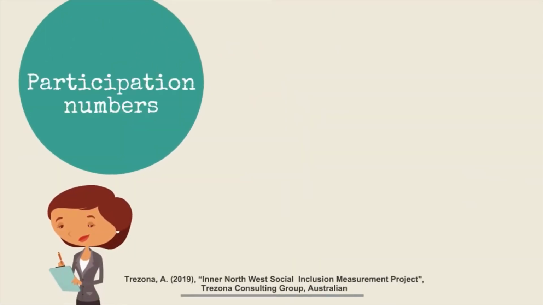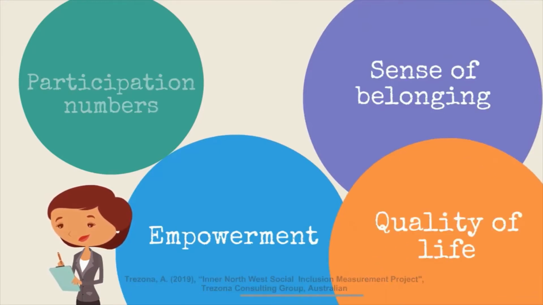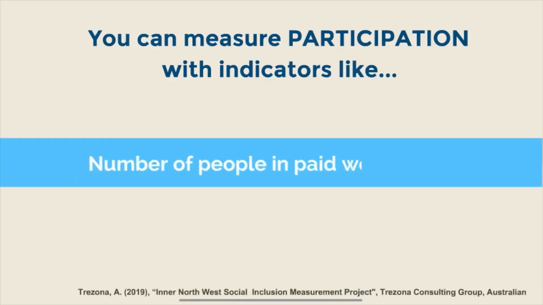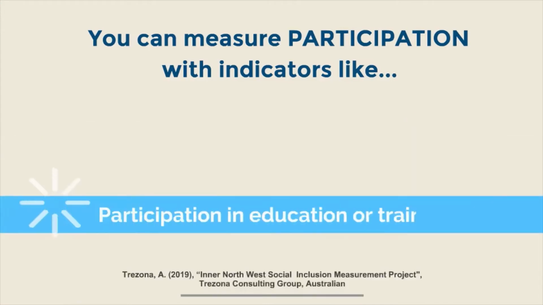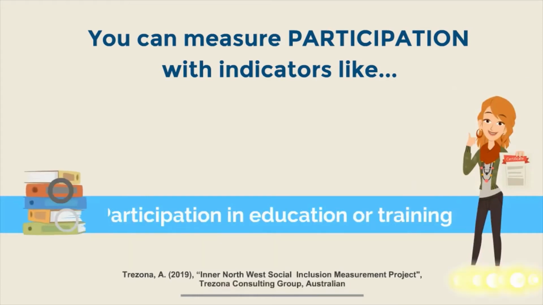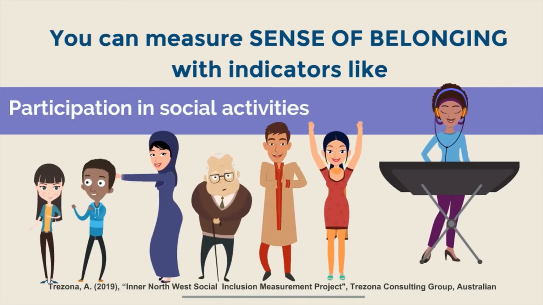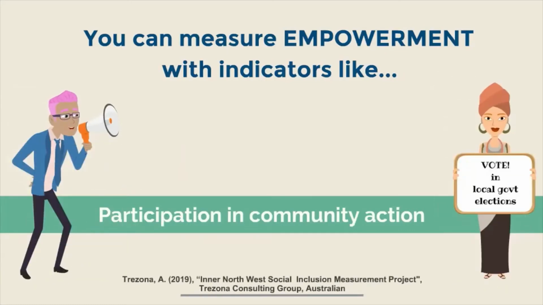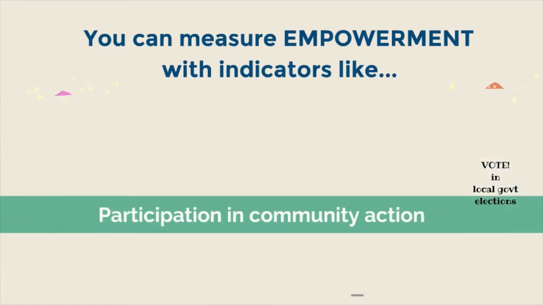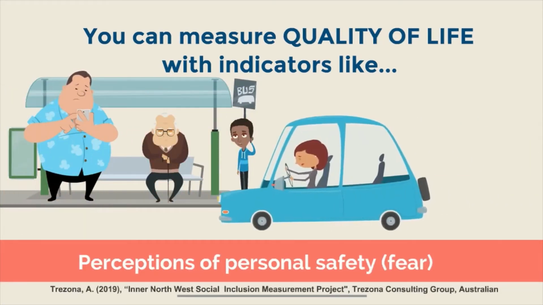How socially inclusive a community is can be measured by looking at participation numbers, sense of belonging, empowerment, and overall quality of life. You can measure participation with indicators like number of people in paid employment or unpaid volunteering, or participation in education or training. You can measure sense of belonging with indicators like participation in social and community activities. You can measure empowerment with indicators like participation in community action. And you can measure quality of life with indicators like perceptions of personal safety or fear of discrimination.